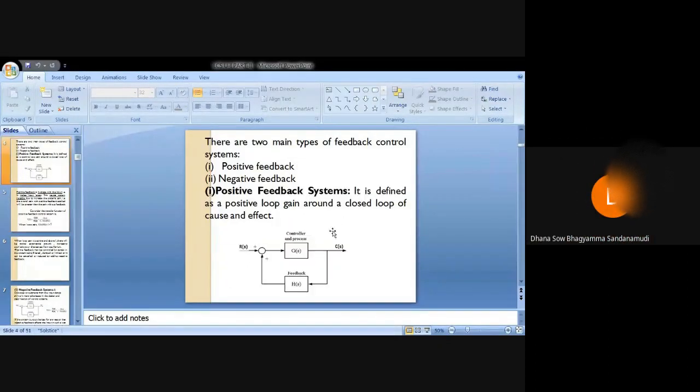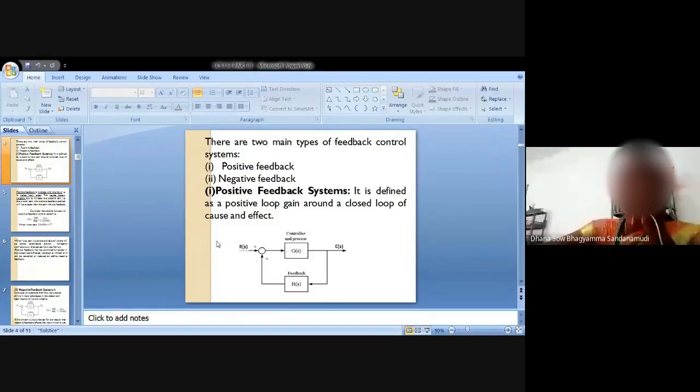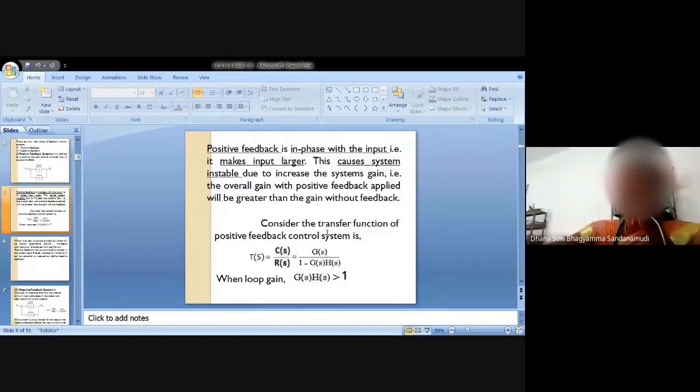Without feedback, what is happening? If feedback is not there, for the given input R of S, I am getting C of S. For the given input R of S, I am getting output C of S. So when feedback is not there, it is one case; when feedback is given, R of S is added with the H of S, and both are given as inputs to the system. So the overall gain is increasing, which makes the system unstable.